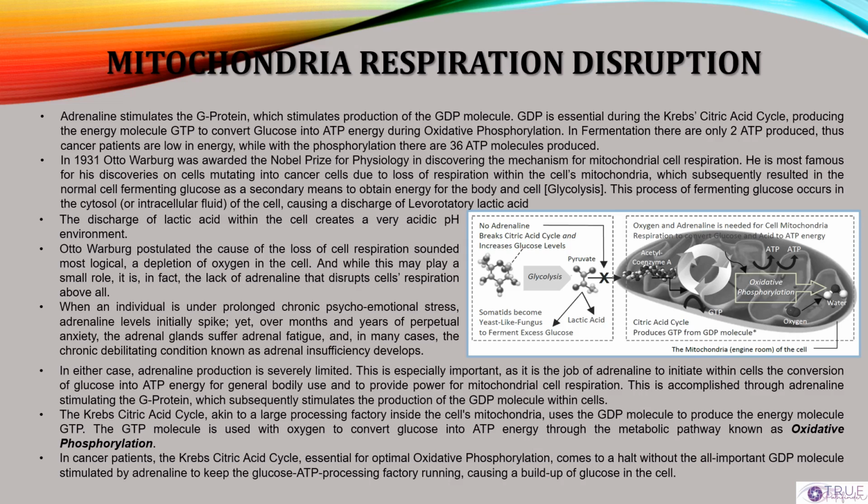And this is accomplished through adrenaline stimulating the G protein, as mentioned, which subsequently produces or stimulates the production of GDP molecule within the cells. The Krebs citric acid cycle is akin to a large processing factory inside of the cell's mitochondria, and it uses this GDP molecule then to produce the energy molecule GTP. And GTP molecule is used with oxygen to convert glucose into ATP energy through the metabolic pathway known as oxidative phosphorylation. Now, in cancer patients, this Krebs citric acid cycle, that is essential, as we've seen, for optimal oxidative phosphorylation, comes to a halt without the all-important GDP molecule that is stimulated by adrenaline to keep the glucose ATP processing factory running properly, and this causes a buildup of glucose in the cell.